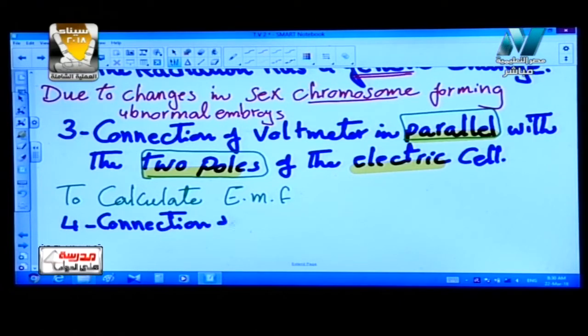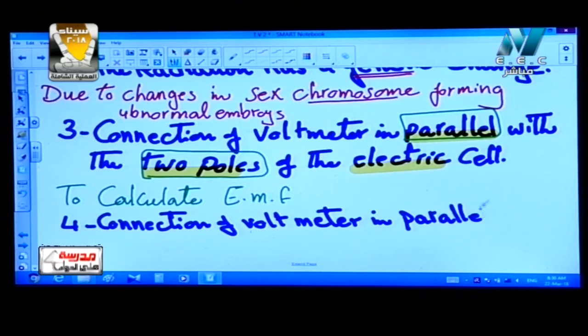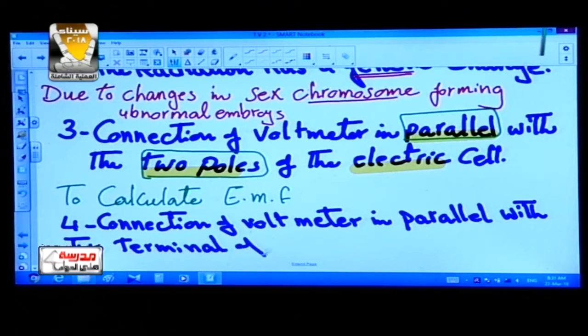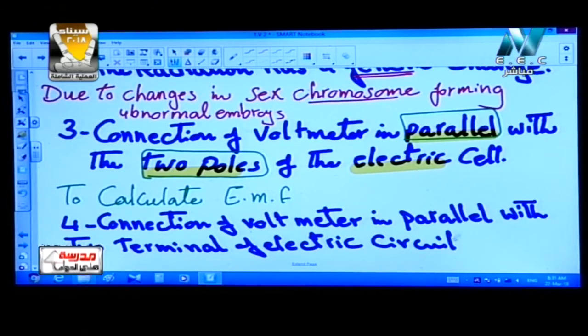As we have number 4, for example, give reason 4: connection of voltmeter in parallel also with two terminals of electric circuits.